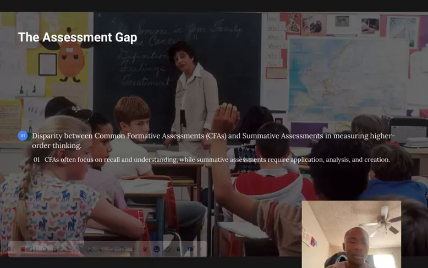And for us to also be able to do this, we need to try as much as we can to overcome the assessment gap, which is a disparity between common formative assessments, the CFAs, and the summative assessment in measuring higher order thinking. The CFAs often focus on recall and understanding, while the summative assessment requires application, analysis, as well as creation of knowledge or artifacts.